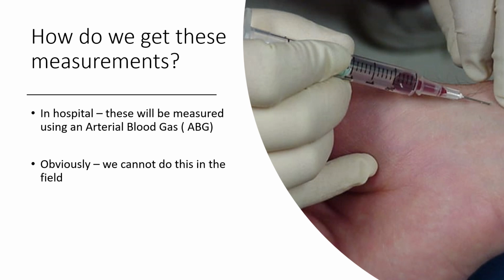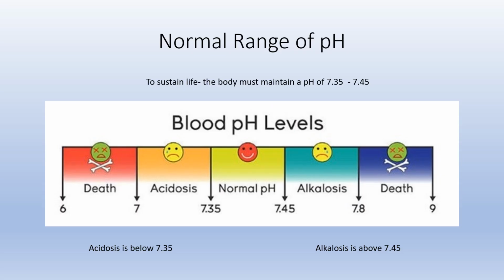All right, so we've got 3 measurements we have to be concerned with when we're talking about acid base. Where do they come from? All right, in hospital, it's an ABG. You can see here in the picture, this is somebody's wrist, and they're going right into an artery. They're going to take a little blood sample, send it up to the lab. Obviously, we don't do this in the field.